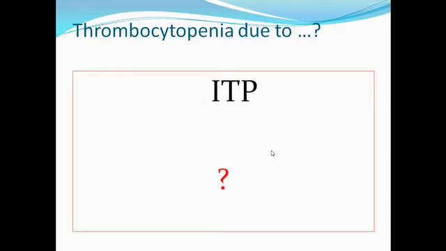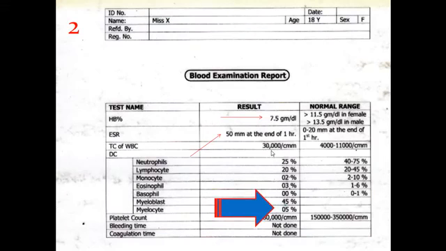I think it's not ITP, because as we know, we have to find isolated thrombocytopenia to diagnose ITP. If you look towards here, anemic patient, hemoglobin percentage is decreased, ESR increase, and there are also myeloblast 45%, myelocyte 5%.